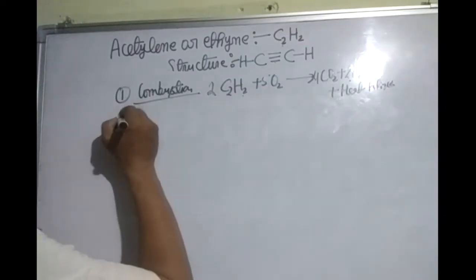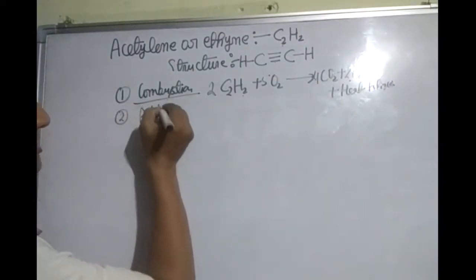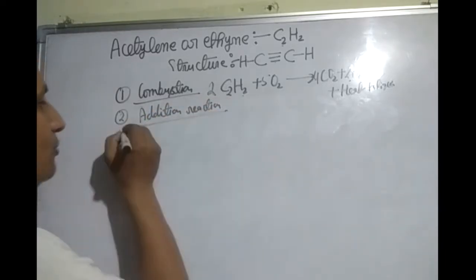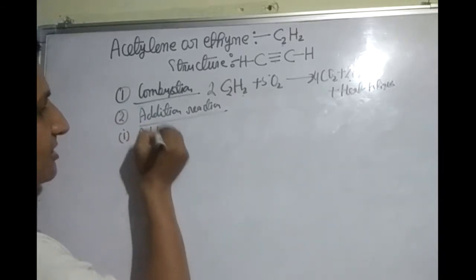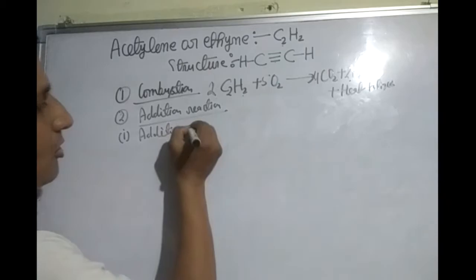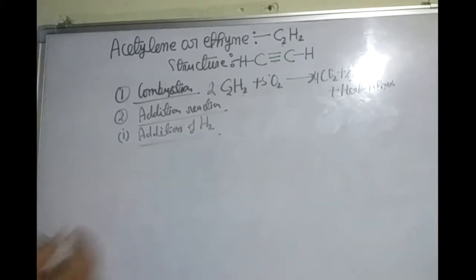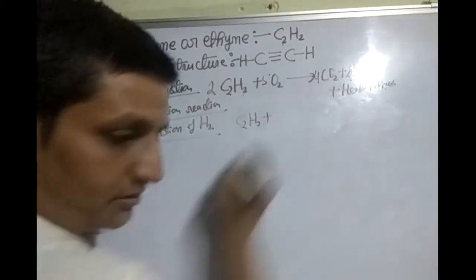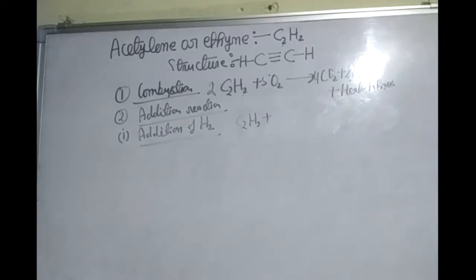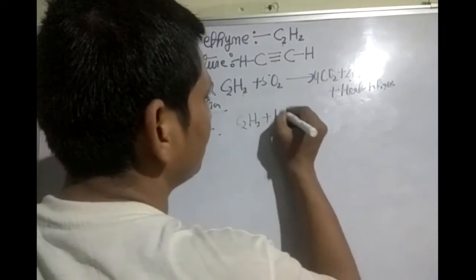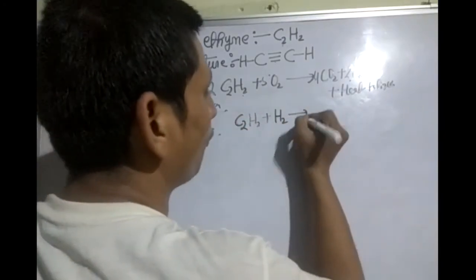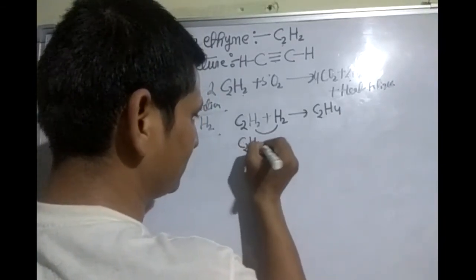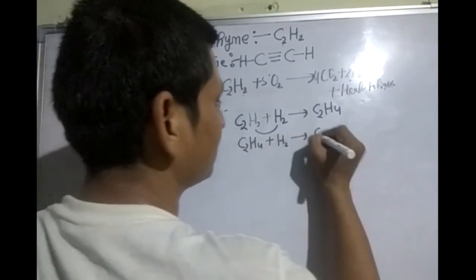Next is addition reaction. The second point is addition reaction. In case of addition reaction, first is addition of hydrogen. Look here, this is acetylene. Now add hydrogen. When we add hydrogen to acetylene, C2H2 plus H2, we get C2H4. This is ethene. Now ethene, C2H4 plus hydrogen, we get C2H6.